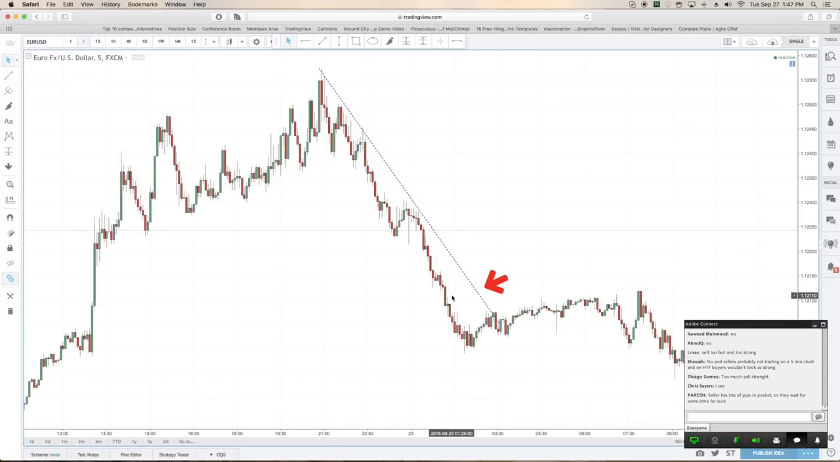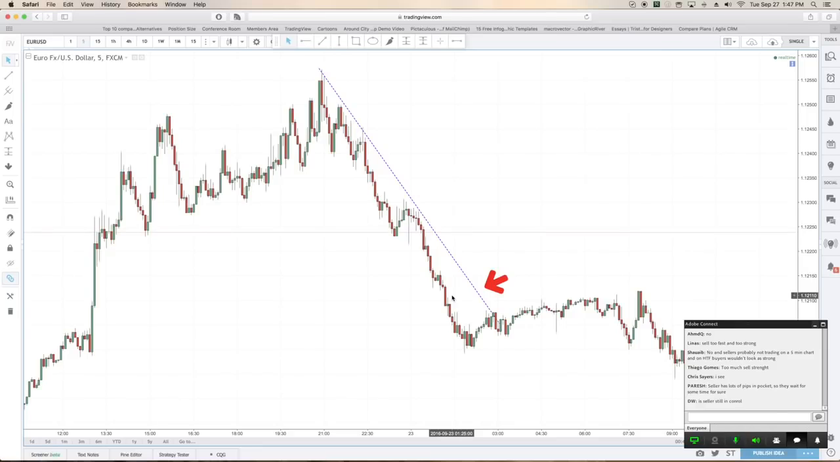The seller has lots of pips in pocket, so they wait for some time for sure. Yeah, you've got to think, and they're aggressive too, right? They're not looking to get rid of this position anytime soon. They have to be in a loss a little bit, and then they're gonna be like, oh my god, let me hold it for a little bit longer. Then they quit. They don't quit at the first sign of a loss. Yeah, the sellers are still dominating.